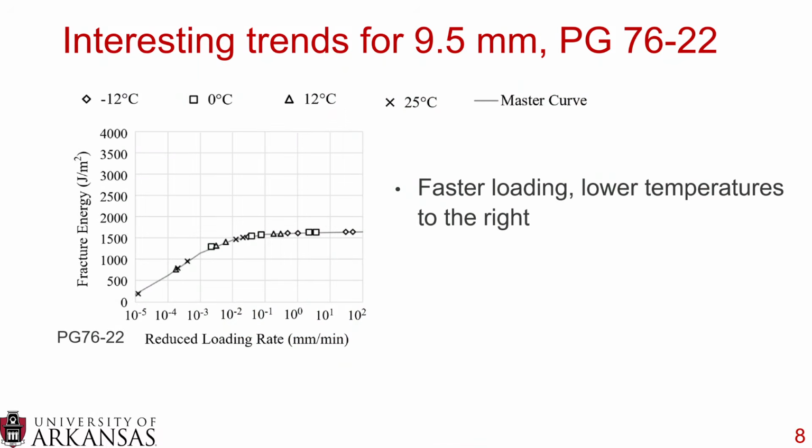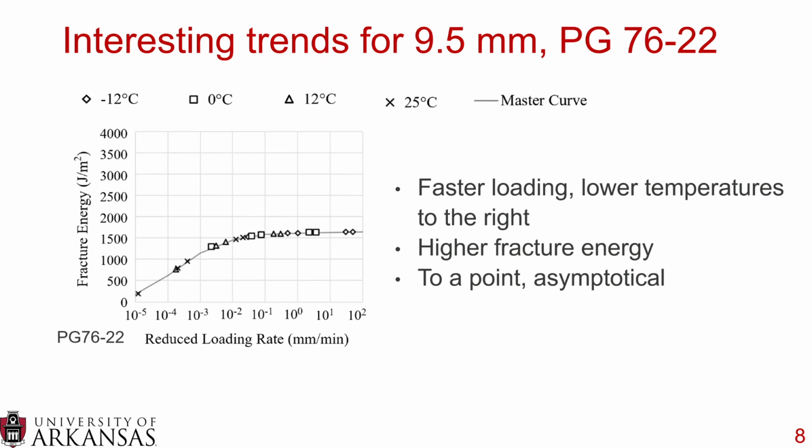And we got some interesting trends for 9.5 millimeters using the polymer modified material. You can see our graph here. On the left are the higher temperatures, the lower fracture energies. On the right are the higher fracture energies, the lower temperatures. So at faster loading and lower temperatures, the data was to the right and you had higher fracture energies. But this is only to a point; it kind of turned asymptotic.